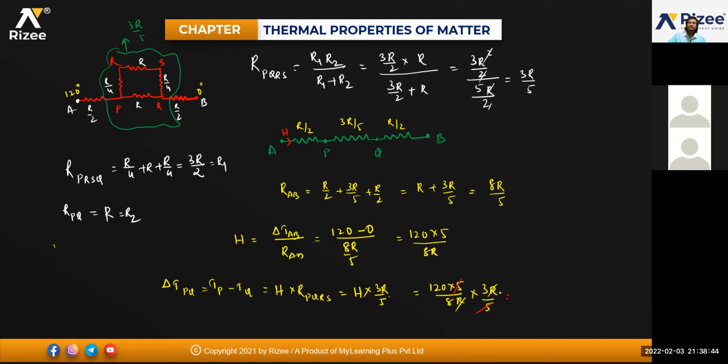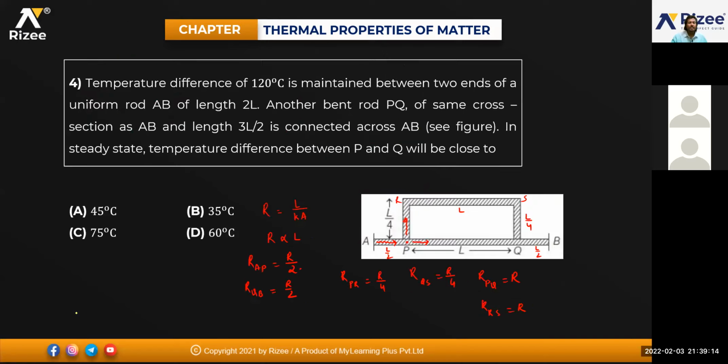Got it? Yes, sir. And this one is 120 into 3 divided by 8. Anyone? 360 by 8, sir. Am I audible to everyone? Yes, sir. How much are you getting, beta? 45, sir. 360 by 8. Yeah, 45 degrees centigrade. So 45 degrees centigrade. Good question. I hope you got it.